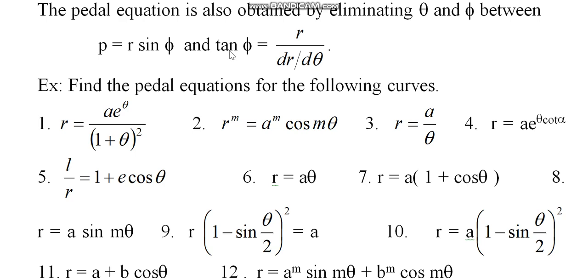What is required? In the first step, you differentiate the equation of the given curve, and then find tan phi is equal to r divided by dr by d theta. Using this expression, find the expression for phi and substitute in the relation p is equal to r sin phi, and you get p as a function of theta. And then eliminate theta between this and the given equation of the curve.